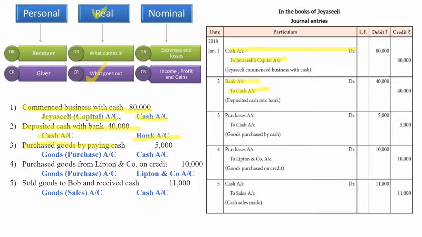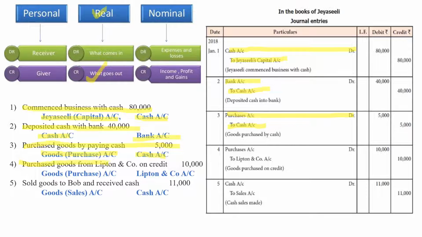Purchase goods by paying cash $5,000. We purchase something. That's why goods purchase account, cash account. Why do we not take goods only? Because goods include lots of things. That's why we take the event behind that, and the event is purchase account because we purchase something, and cash account. Purchase is an expense for us, a nominal account, and expenses are debited. For receiving those goods we paid some cash. That's why cash goes out and here we see this is credited.